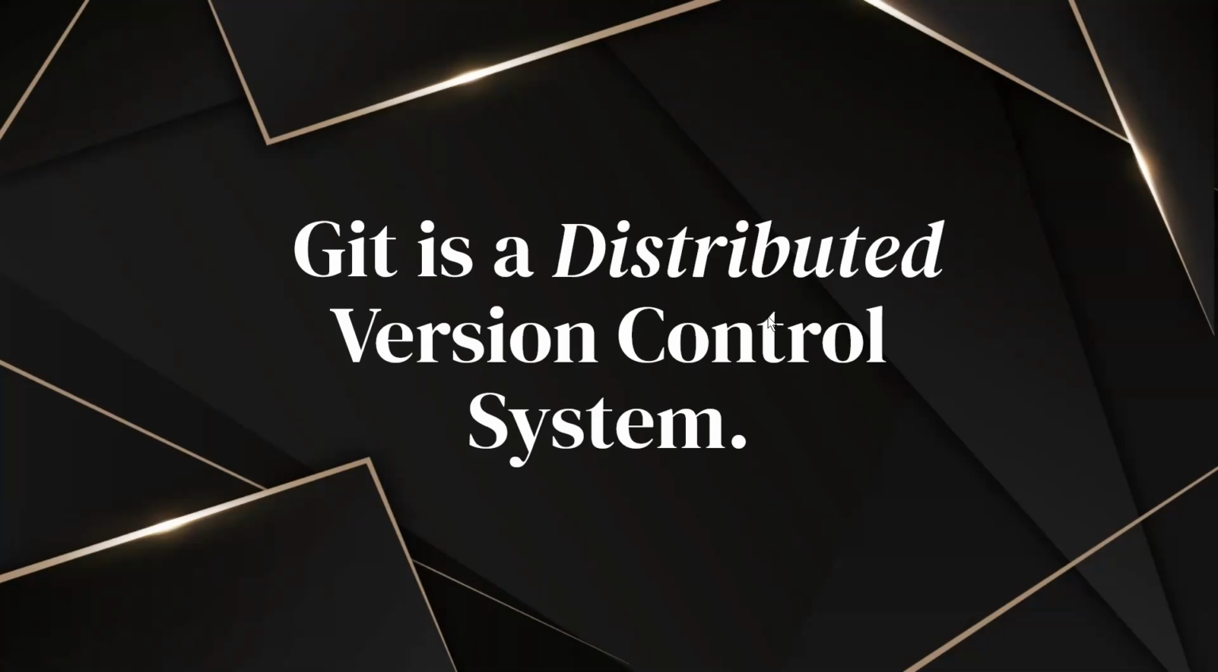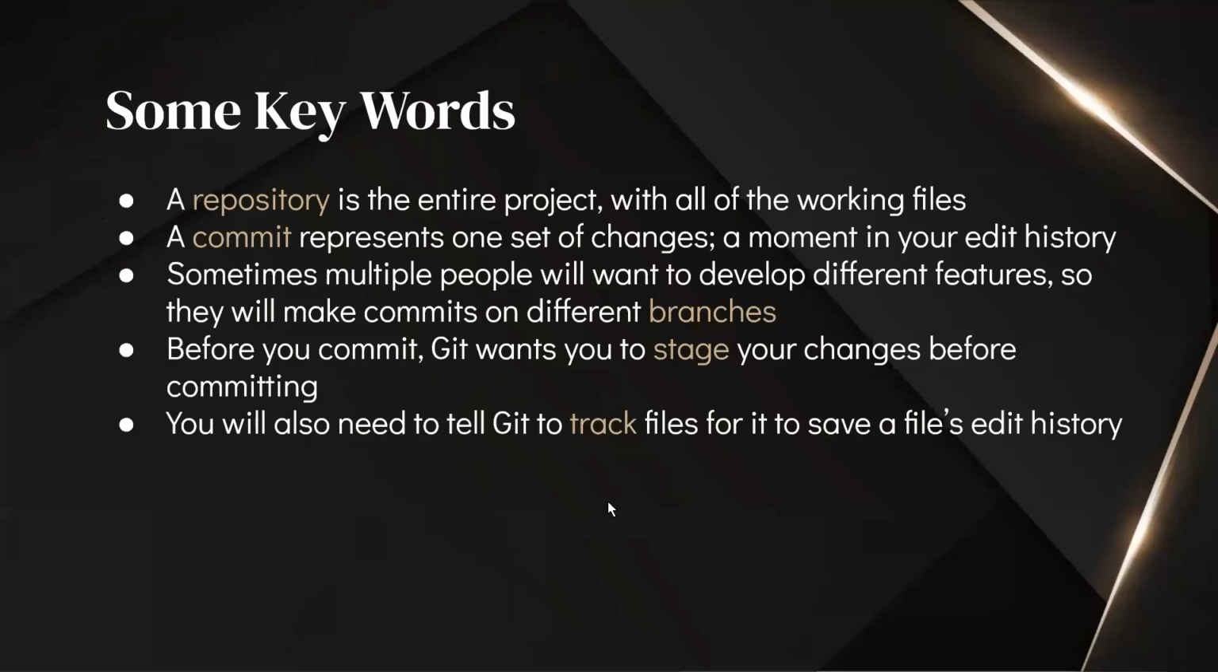But before I get to collaboration, we need to go over what Git really is and some of the keywords that Git uses. So imagine a folder or a directory. Git will treat that as a project, right? So the word Git uses is a repository.